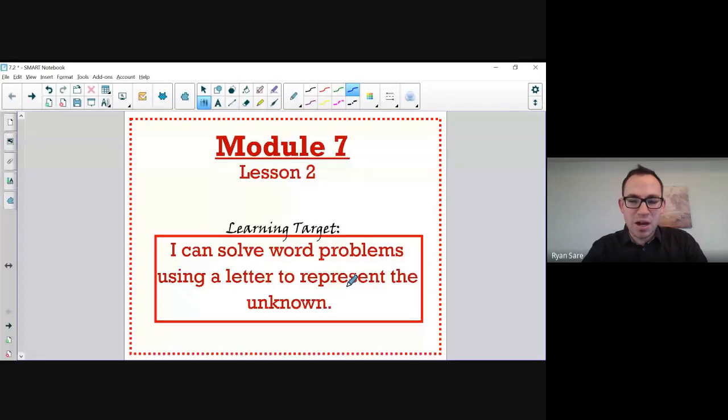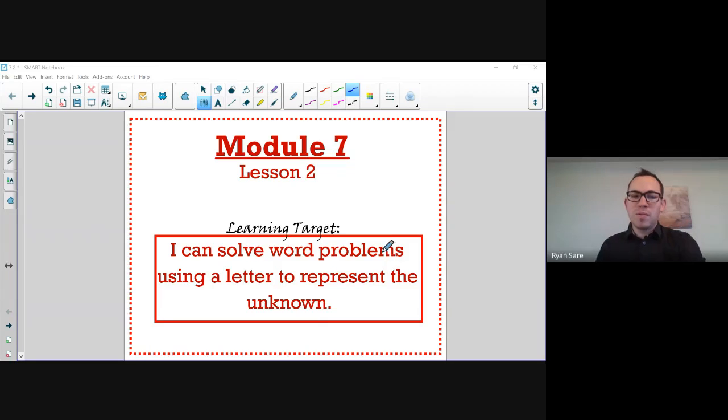So let's go ahead and look at today's lesson. It's going to be solving more word problems. Module 7, Lesson 2. In addition to using a variable or a letter to represent the unknown, we're also going to talk about how there are different ways that we could solve a problem. So we're going to be looking at a problem a couple times and using different methods to figure it out.